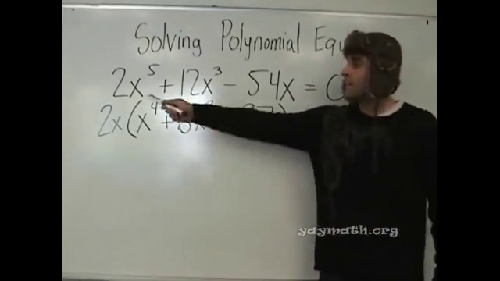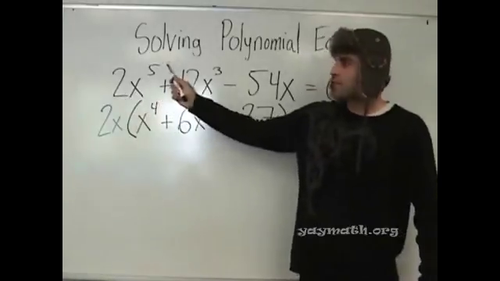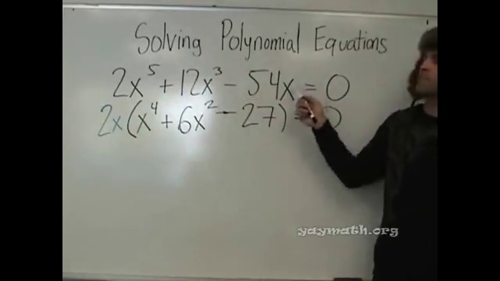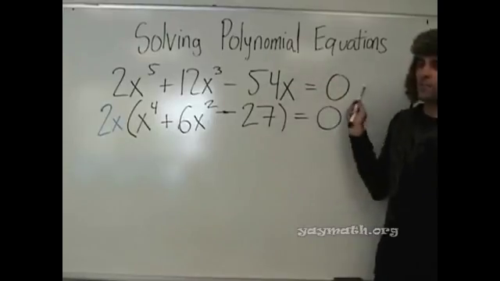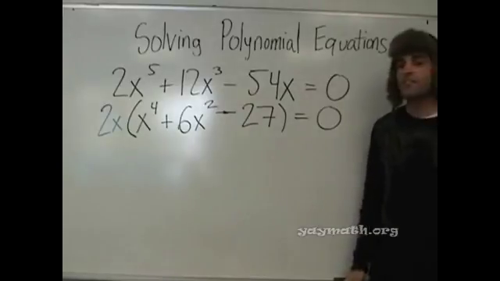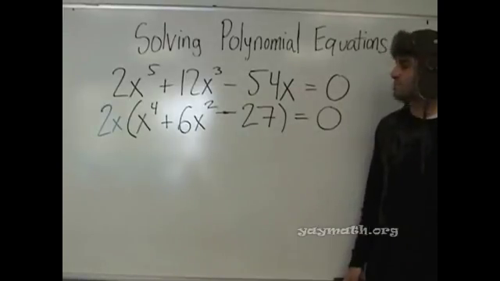And we can check that. If we plug 0 in here, 2 times 0 to the 5th, 0. Plus 12 times 0 cubed, 0. Minus 54 times 0, 0. It's all 0, so it works. 0 plus 0 minus 0 is 0.